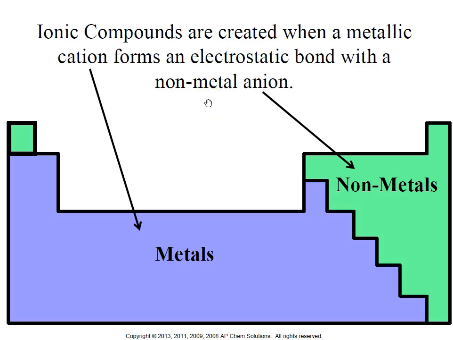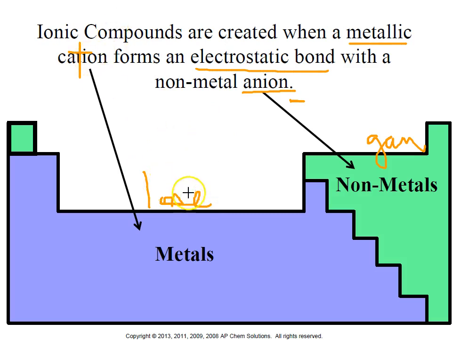When these elements form ions, they're involved in ionic compounds. So ionic compounds are created when a metallic cation, that's a positive charge, and those are from metals or hydrogen, forms an electrostatic bond with a nonmetal anion, and anions are negative. So your nonmetal is going to gain electrons, and the metal is going to lose electrons.